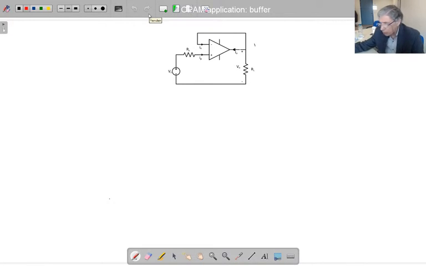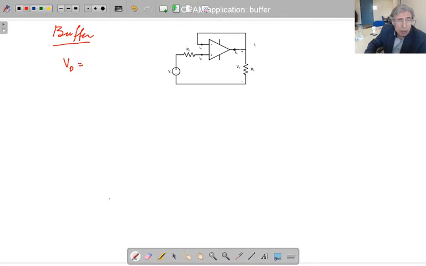We were examining the operational amplifier usage examples in practice. That is the fifth one, and this circuit is called a buffer circuit. What it does is that the output V output is equal to Vs.